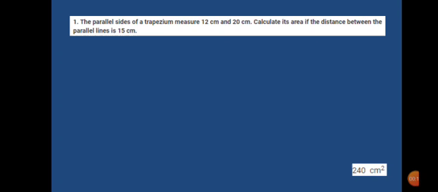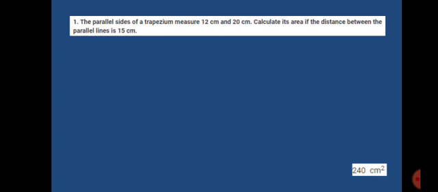We will discuss some questions on mensuration. There are some questions of mensuration 2D, some 3D, mixed questions in this. The first question is, the parallel sides of a trapezium measure 12 cm and 20 cm. Calculate its area if the distance between the parallel lines is 15 cm. The font is very small, so you can note down the question.